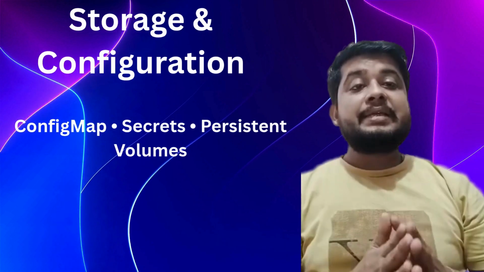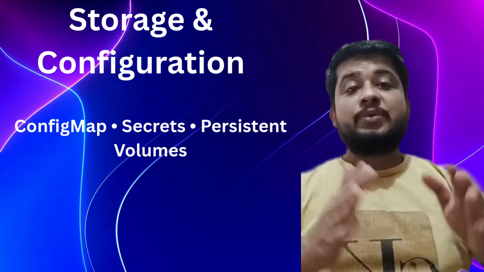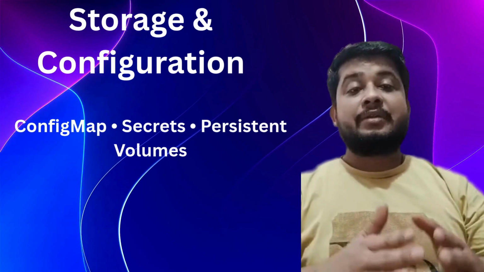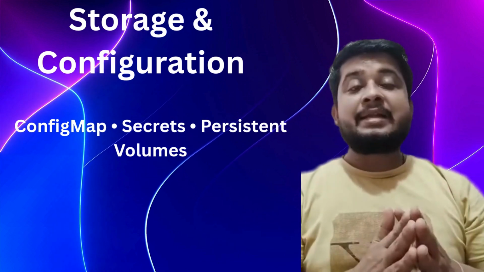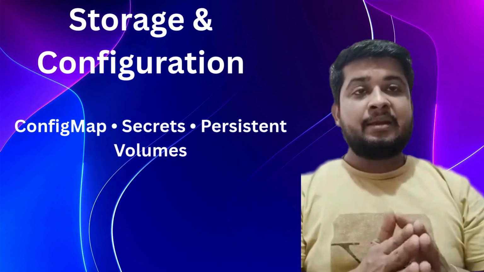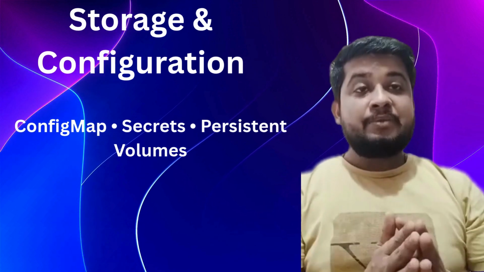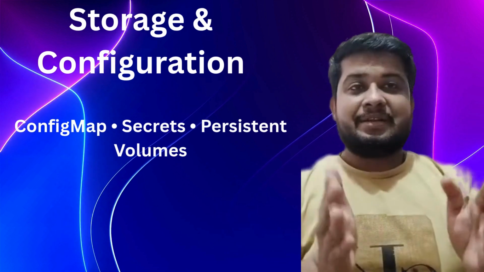Every real application needs configuration and storage for data, right? So in Kubernetes, a ConfigMap is for non-sensitive data, and a Secret is used for passwords and API keys, right? And a PersistentVolume is to make sure your data survives if your pod gets restarted, right?